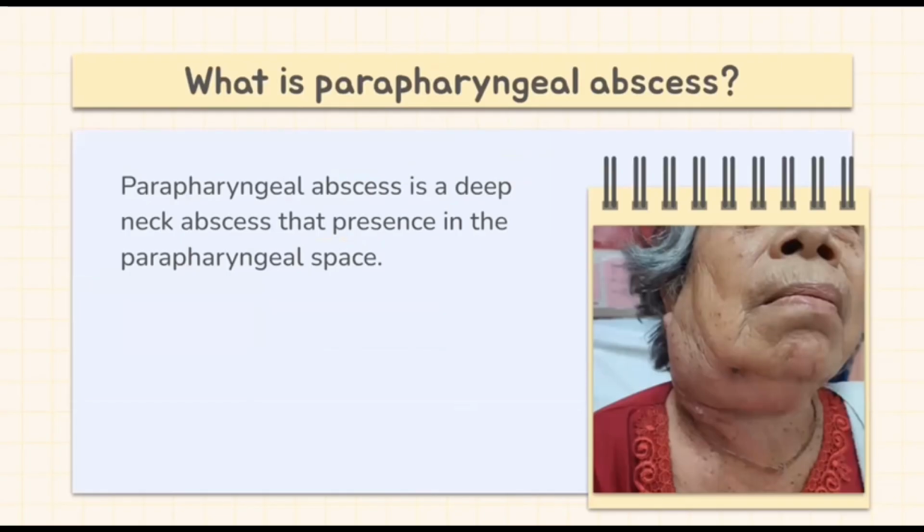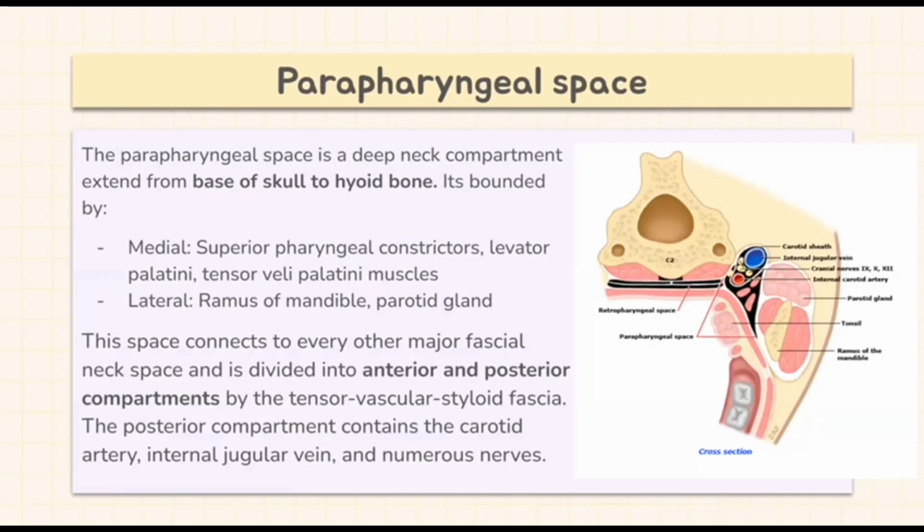So parapharyngeal abscess is a deep neck abscess that presents in the parapharyngeal space. Talking about the parapharyngeal space, it is actually a deep neck compartment extended from the base of our skull to the hyoid bone. Anatomically, the medial side is composed of the superior pharyngeal constrictors, the levator palatini, the tensor veli palatini muscles, and the lateral side is composed of the ramus of mandible and also the parotid gland.